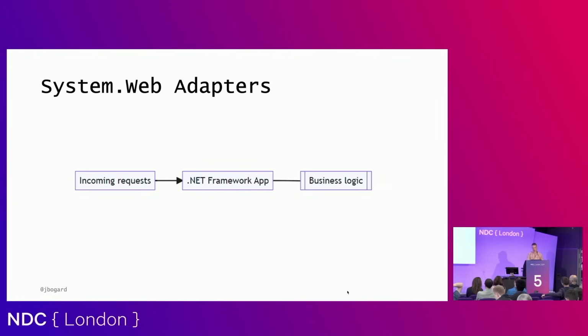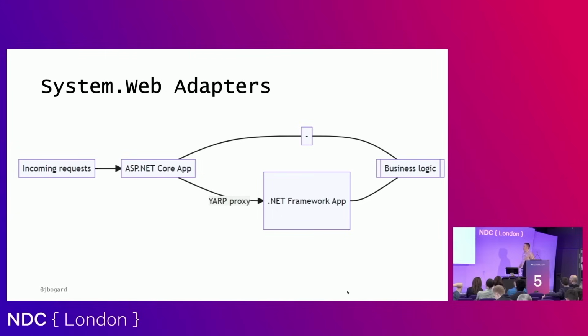So the System.Web adapters piece comes in via a new ASP.NET Core application. Now the requests go straight to that ASP.NET Core application. The System.Web adapters include a reverse proxy in that same application. This is YARP, Yet Another Reverse Proxy, now hosted inside the new ASP.NET Core application. If the ASP.NET Core application cannot handle a request, it will seamlessly and silently reverse proxy that request over to our .NET Framework application. Just like if the controller doesn't exist over there, it will automatically forward that request over to our existing application.